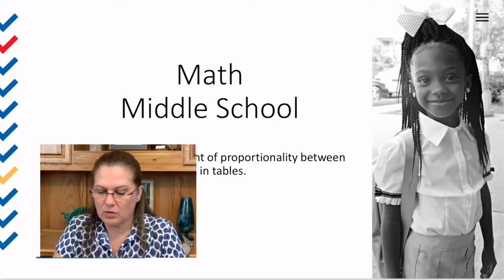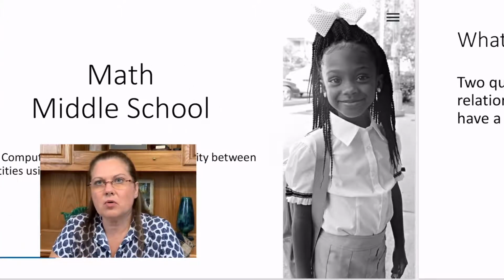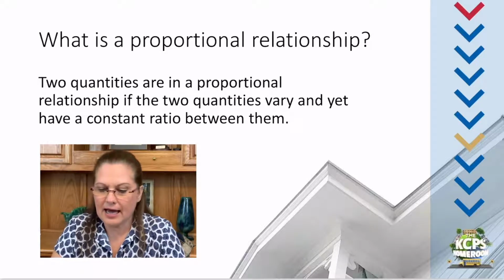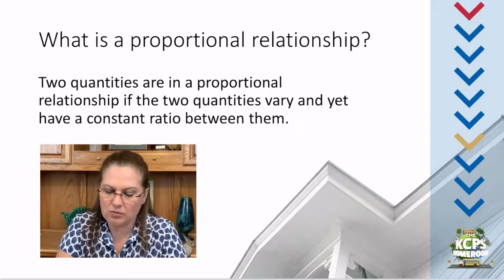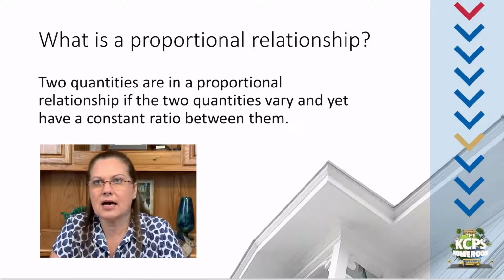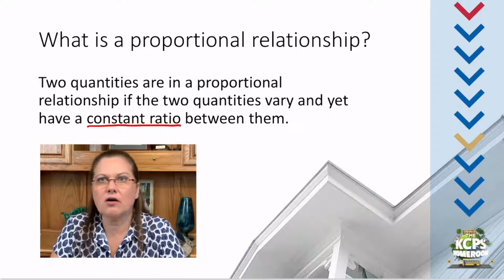Before we really talk about constant proportionality, we need to understand what a proportional relationship is. Two quantities are in a proportional relationship when the two quantities vary and yet have a constant ratio between them. So what we're going to be looking for today is that constant ratio, and that constant ratio is called our constant of proportionality.